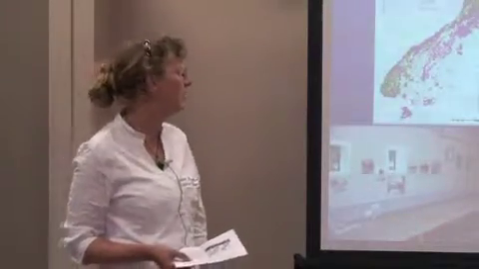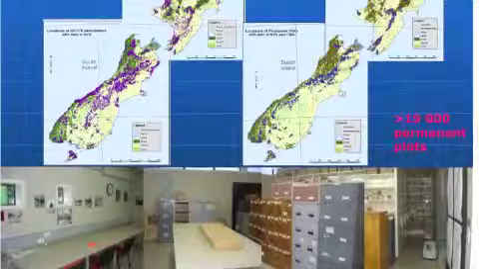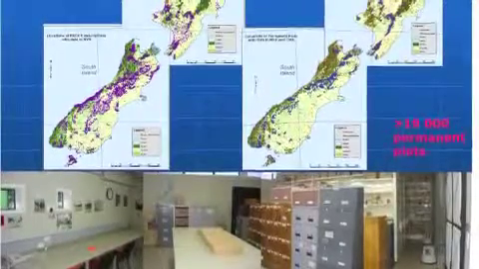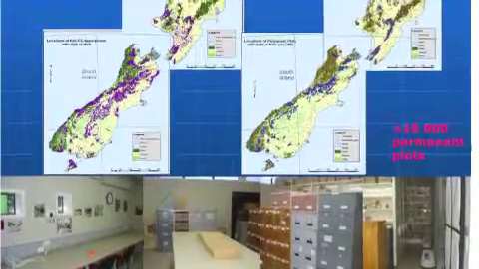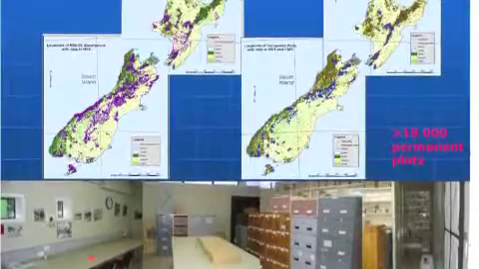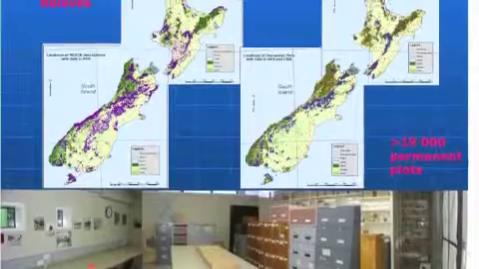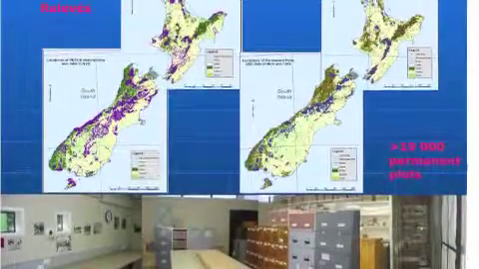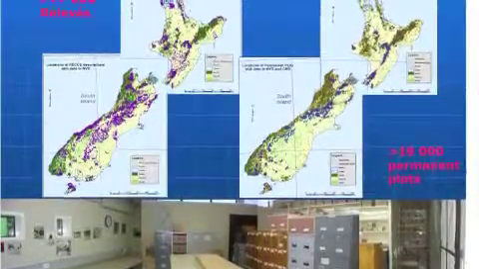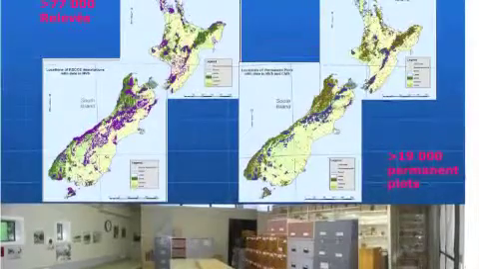So NVS has both a physical archive. You can see at the bottom it's a purpose-built facility to store physical plot sheets, maps, photos, anything related to field surveys. And it's also an electronic database. There's a couple of maps here. There are some main types of data that we store.